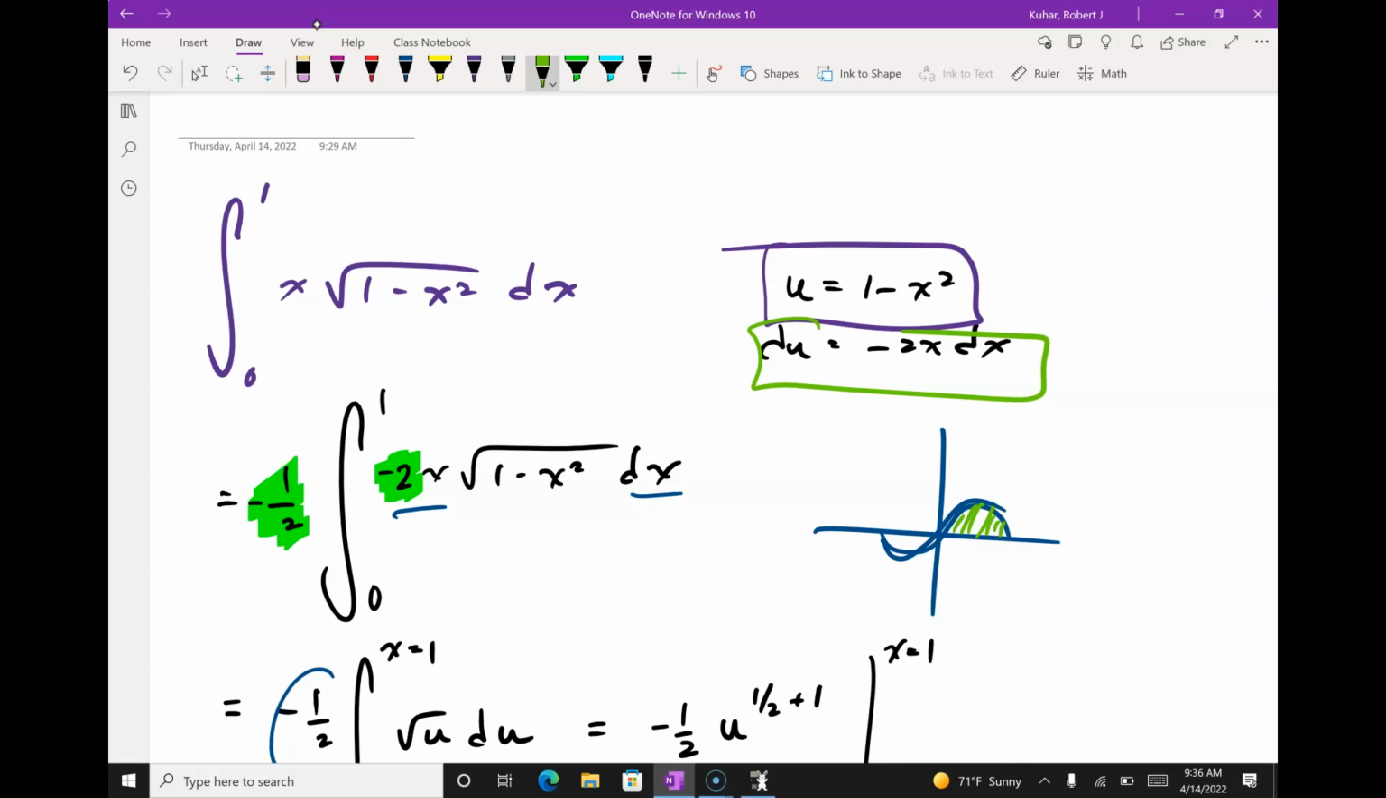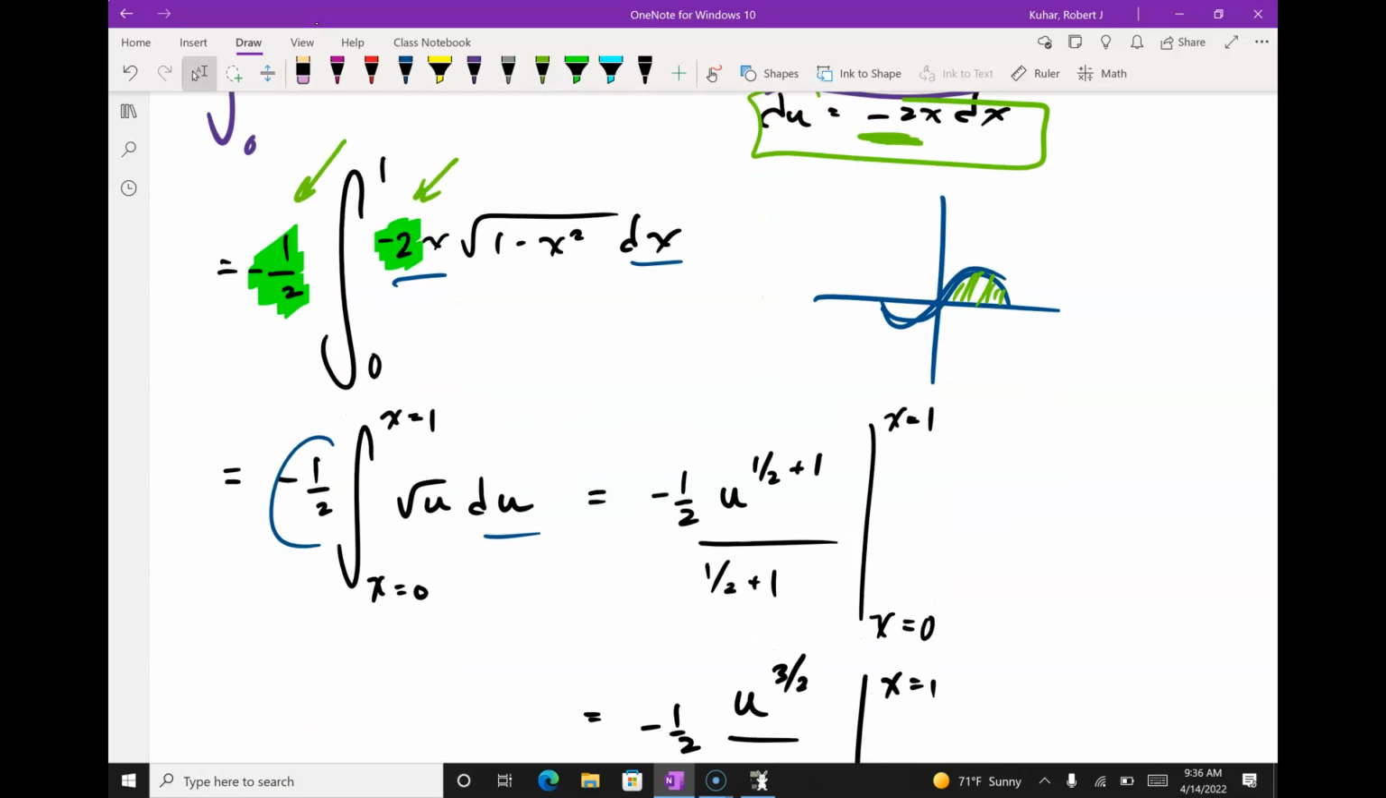Thank you. I need to make du show up. So if you see, I almost have what I need. I'm missing a negative 2x dx. I have an x dx, but I want negative 2x dx. So I just multiply by it. And then I have to make sure I cancel it. Remember, one of my tricks is multiply by 1, and that's what I'm doing.